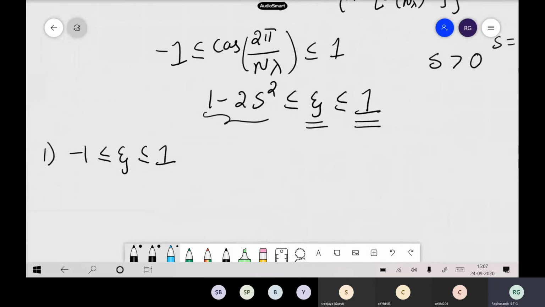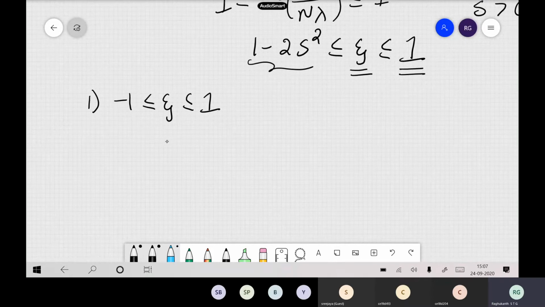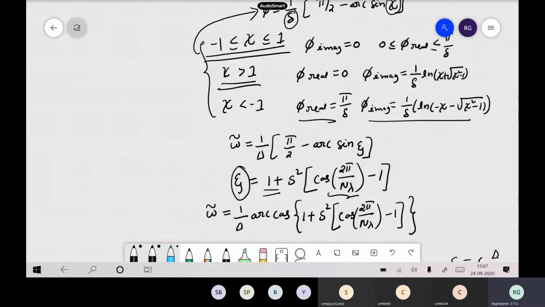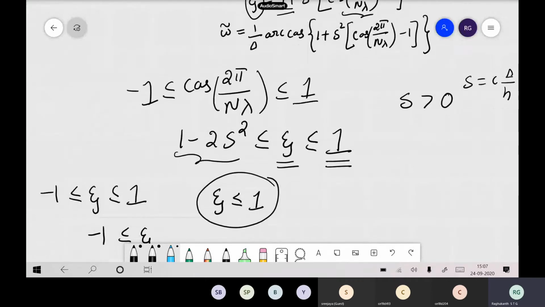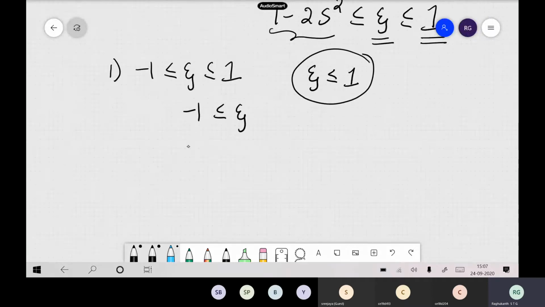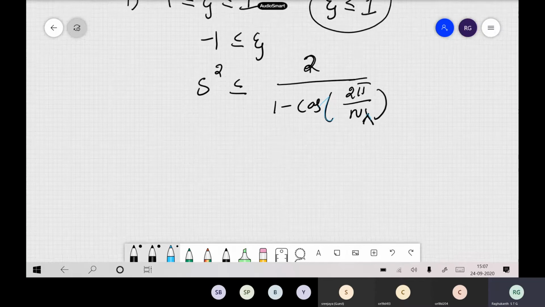Now, psi cannot be more than 1, so that side is ruled out, because the maximum value it can take is 1 itself. So minus 1 less than or equal to psi gives us the condition that s square is less than or equal to 2 by 1 minus cos of 2 pi by n lambda. So this is the condition we have.